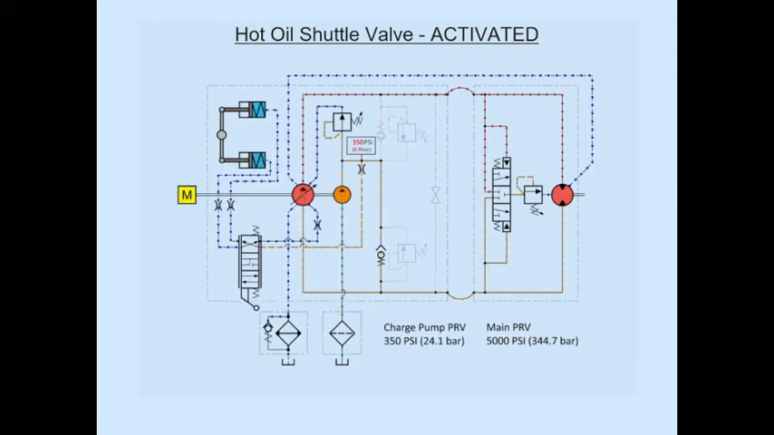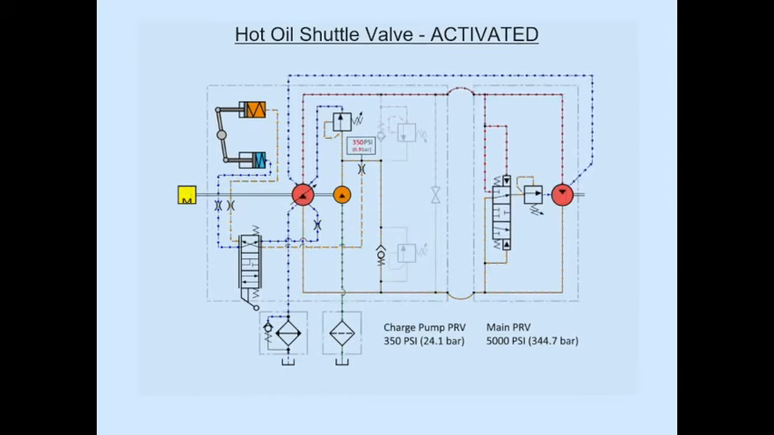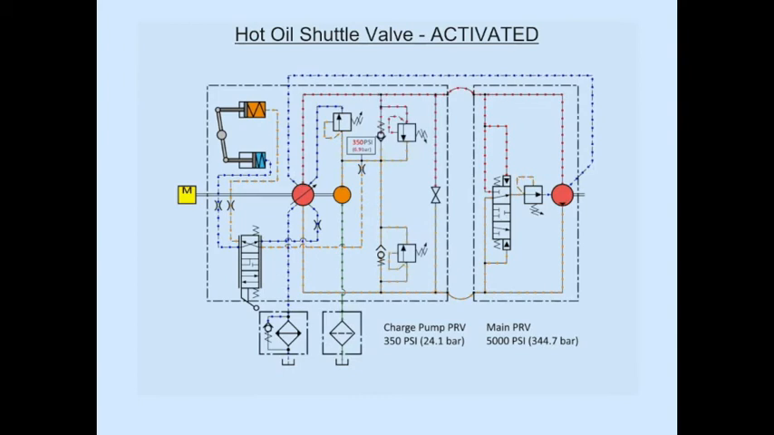So let's see that again. I've activated my shuttle valve on the high pressure side. It's negated my charge pressure relief valve, the neutral, and it's introduced my cooling and filtering system to the loop. And as I've said, it's not preset. It can't be preset, folks. This is a setting that the mechanic has to make.